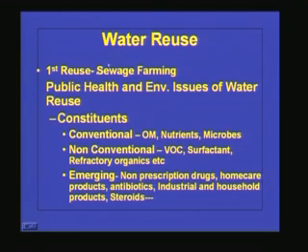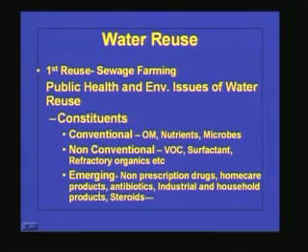When we talk about water reuse, what are the public health and environmental issues of water reuse? The first one is the constituents, because there will be conventional pollutants, non-conventional pollutants and emerging pollutants. Conventional pollutants, organic matter, nutrients and microbes, we know that the land can take care of. Non-conventional means volatile organic compounds, surfactants, refractory organics, etc. To a certain amount these are biodegradable, but some are really refractory organics.